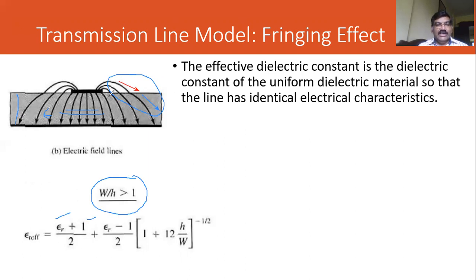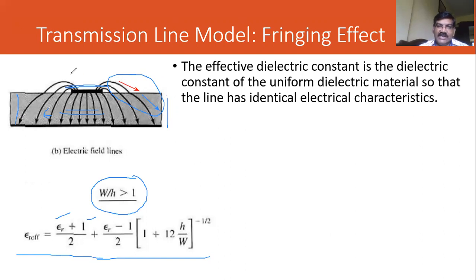Here they actually considered that epsilon R and the air are considered equally, but some additional part is also considered. This is the additional part: epsilon R minus 1 by 2, times the ratio of height and width, 12 H by W, under root, raised to minus 1 by 2. H is the height of the substrate and W is the width of the patch. So this is the formula. By this formulation we can calculate the effective dielectric constant.